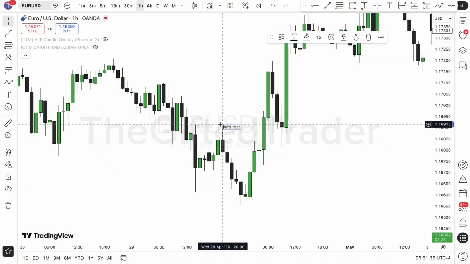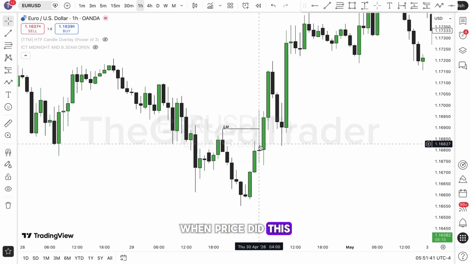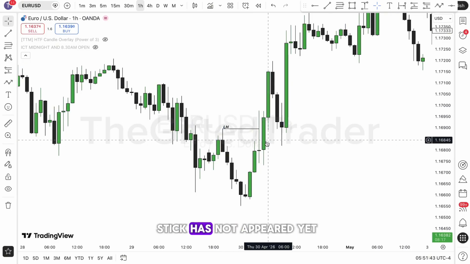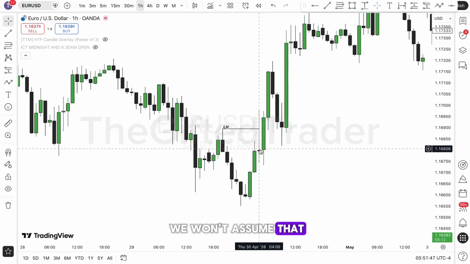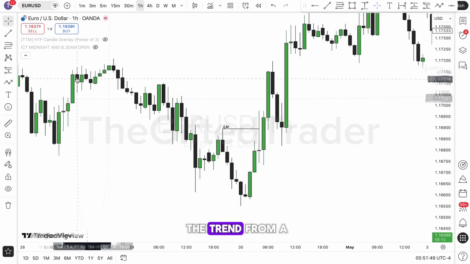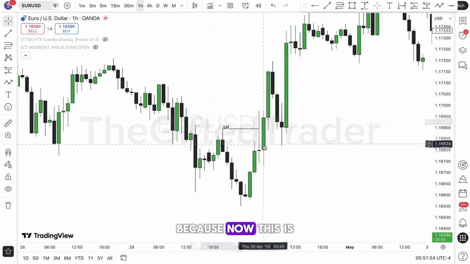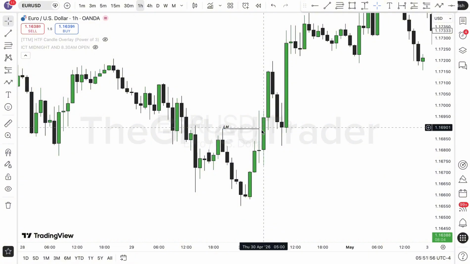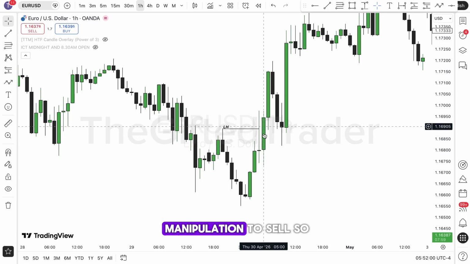So when the candlestick was here, this is the previous high, that is the previous lower high. When price did this at first, let's say this candlestick has not appeared yet, we won't assume that price is already about to change the trend from a sell to a buy. Some will assume that, because now this is a long wick. You understand me? It is not decided. This can be a manipulation to sell.